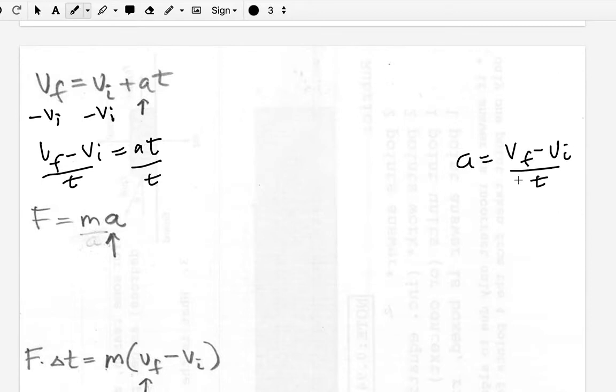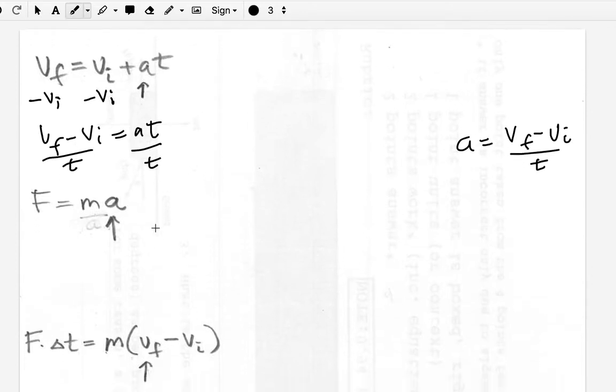F equals ma. I'm going to divide both sides by m. Divide by m, and we get a is equal to F divided by m.